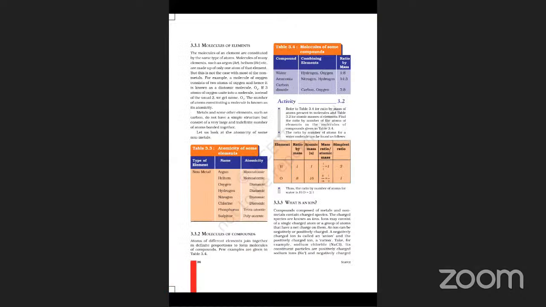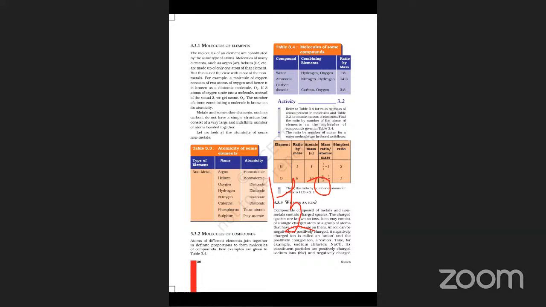So this is what we have talked about: molecules of the elements, the formation of molecules with the same elements. Next one is formation of molecules of compounds. Here you have to note that atoms of different elements join together in definite proportion to form molecules of compounds. Now if I'm saying example, this is water molecule, it's a compound. So combining elements are hydrogen and oxygen.